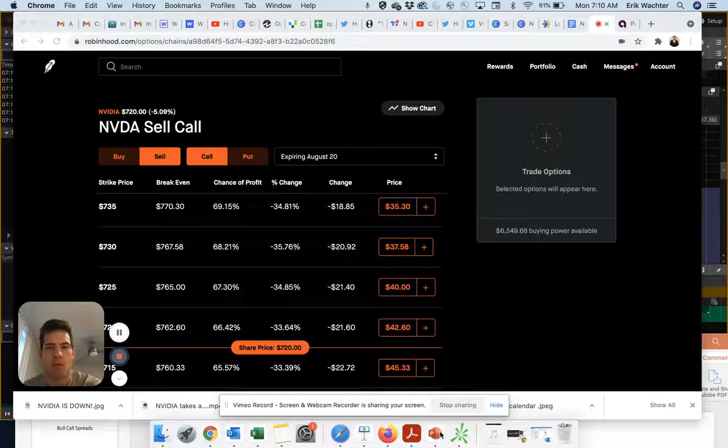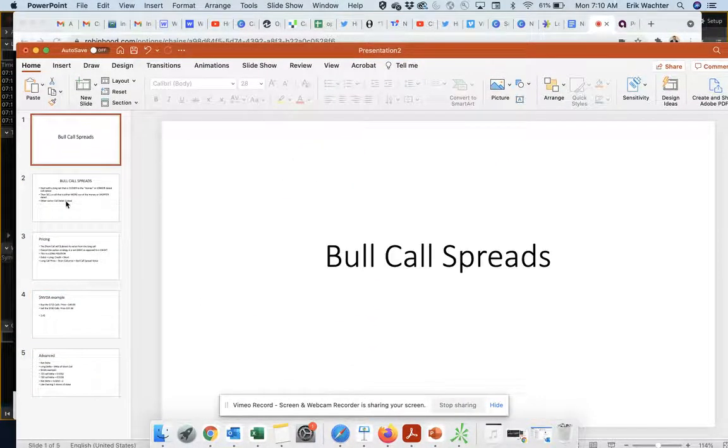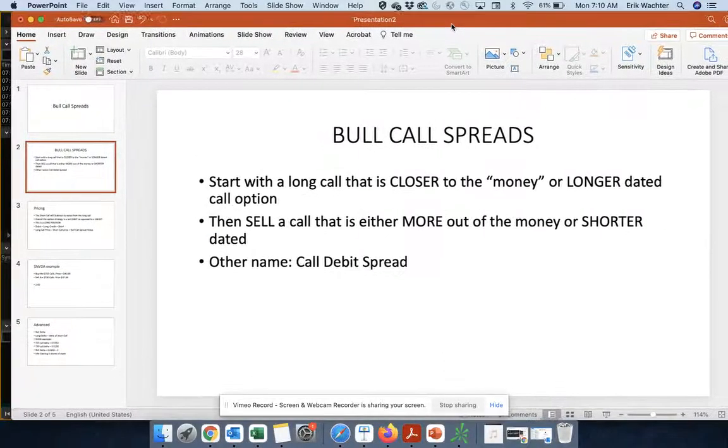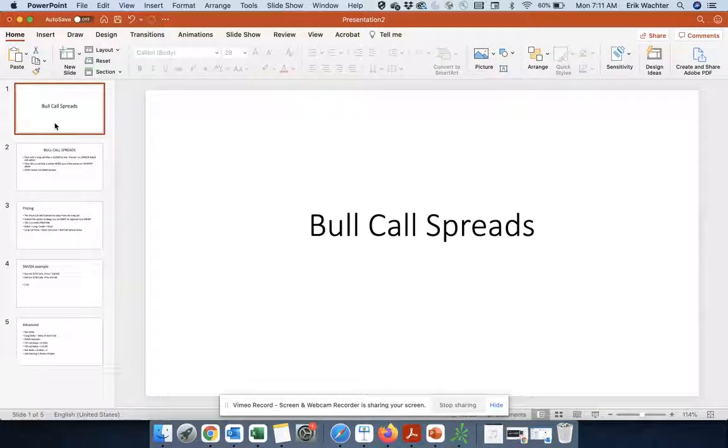Okay, so I got a little PowerPoint. Let's bring that up. Bull call spreads. The reason why I'm talking about this is because when I first started playing with options, I didn't understand what a bull call spread was, what a bull credit spread was, what a bear credit spread was, what a bear debit spread was, what a put debit spread, a put credit spread is. There are a lot of different combinations, and it was very confusing at first. So today we're just going to talk about what a bull call spread is.